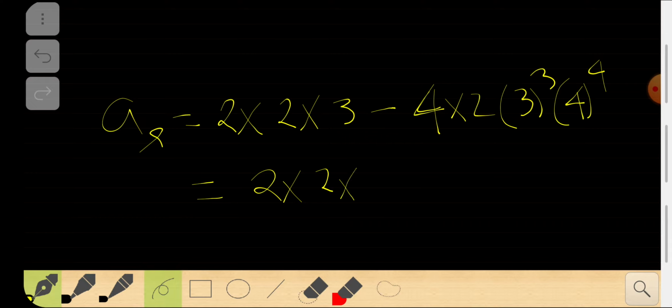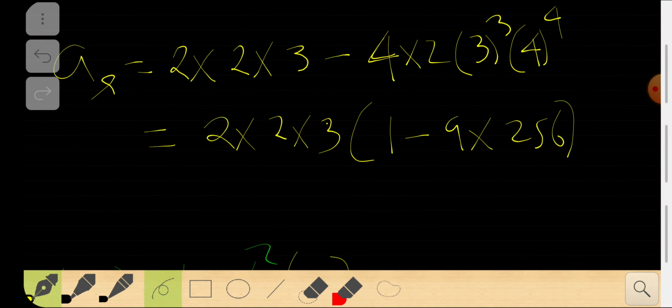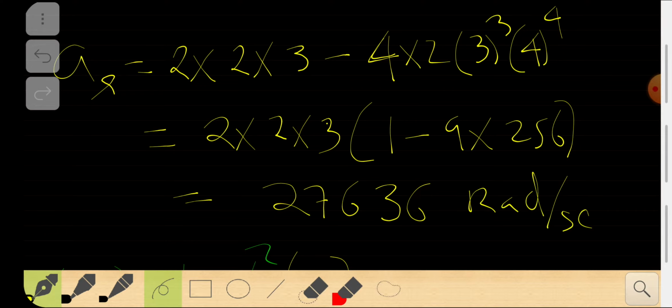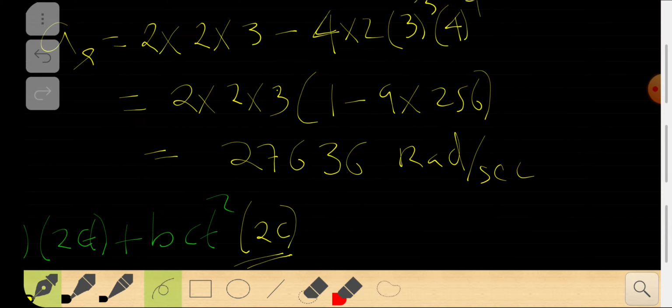Okay, here it is: 2 times 2 times 3 and 1 minus 9 times 256. It's just numerical, so I hope you are capable enough to do this. So it's just 27,636 radians per second. Okay, that's the value that you get. So it's a number and it is huge. What does this number tell us? That's the question.